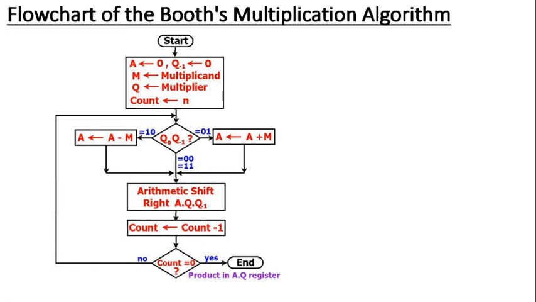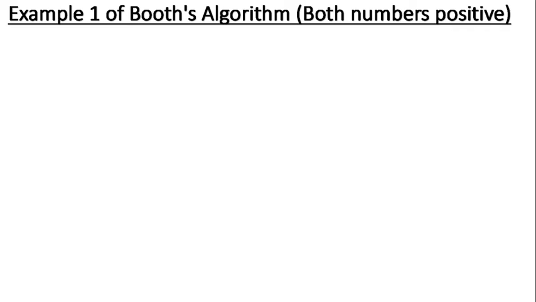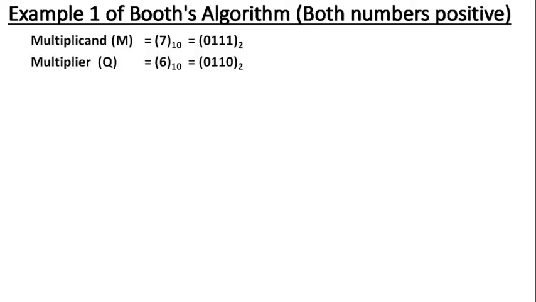Then subsequently we need to carry out some examples. So here is example 1 of Booth's algorithm, where I take both the numbers positive, multiplicand positive, multiplier also positive. So let us start here. Let us consider that multiplicand is 7 decimal, which is equal to 111, 3 bit. Multiplier Q is 6 decimal, which is equal to 110, 3 bit.